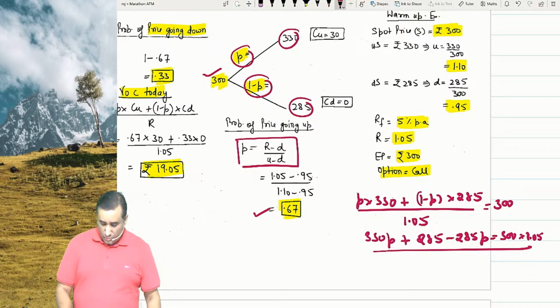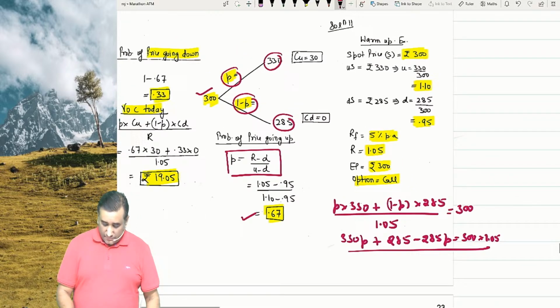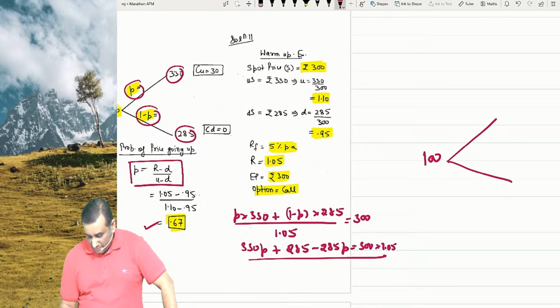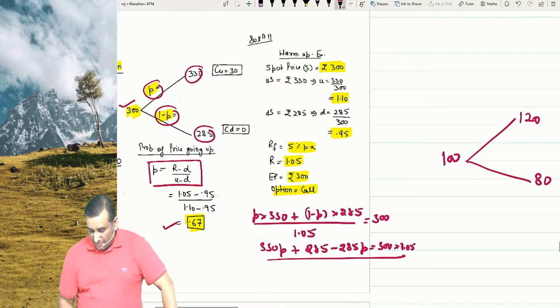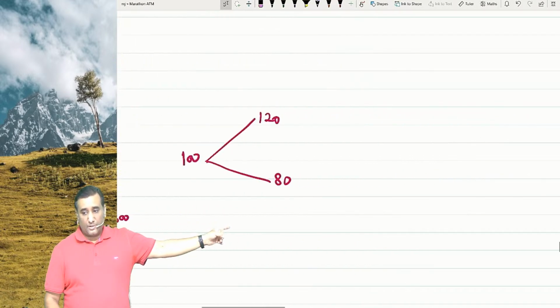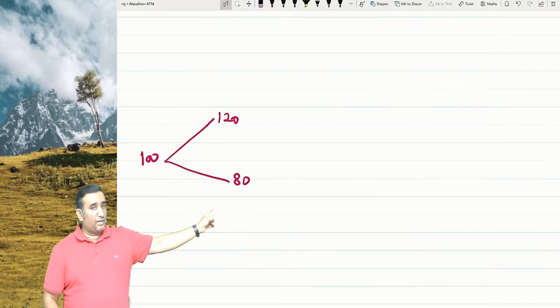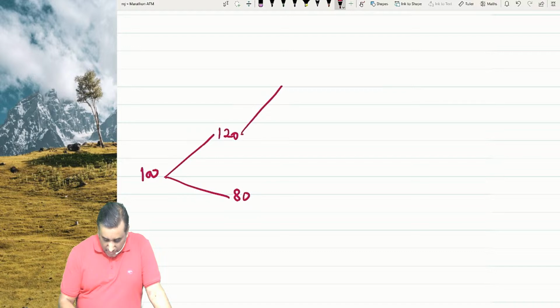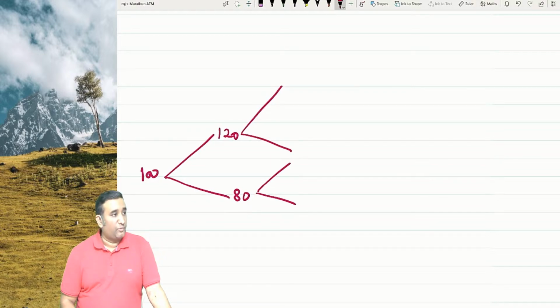Now if you try to look at the two-step model, in the two-step model what happens is, for example, one price can have two prices. Let's suppose 100 can have an upside of 120 and a downside of 80. If I show you only this part on the right hand side, it appears as a one-step model. Now when again upside and downside happens, that is called a two-step model.